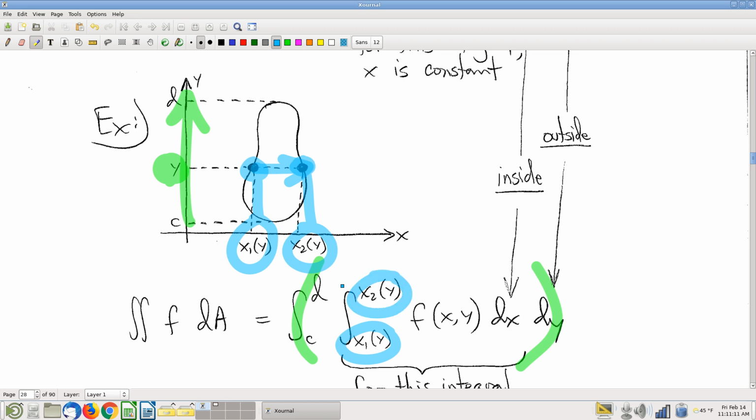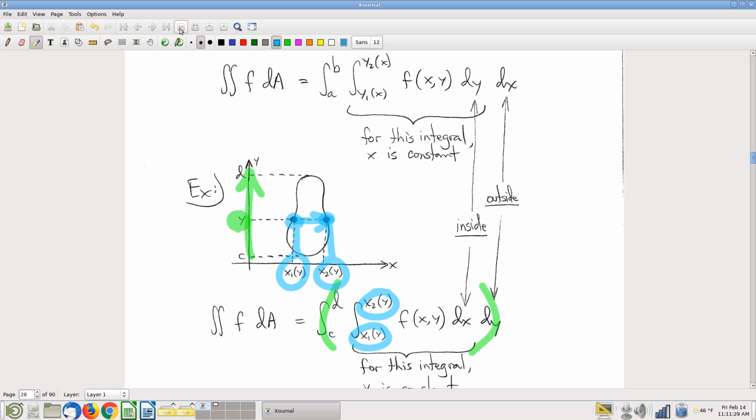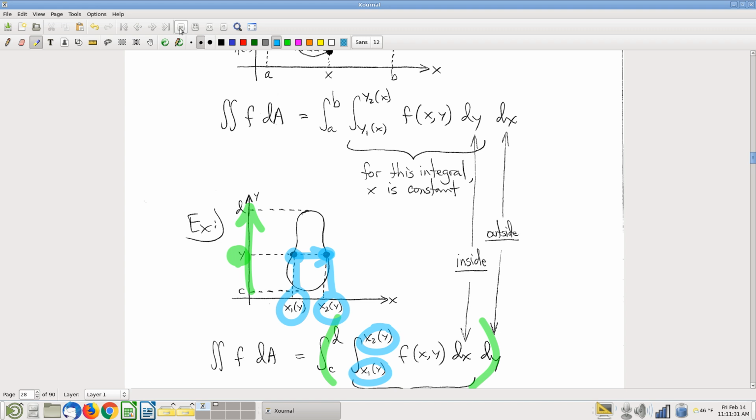In general, whatever is your inside variable, the differential for your inside integral, I'll call that the inside variable, is going to have bounds that are functions of the outside variable. And that's the whole twist. I mean, it's really morally the same.